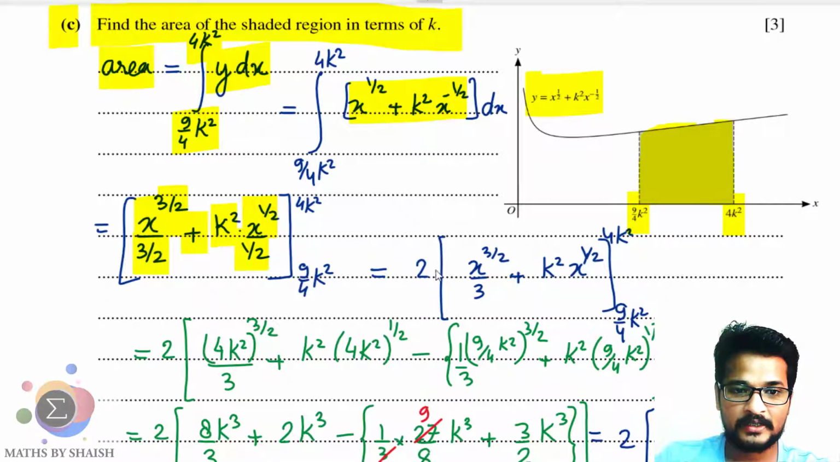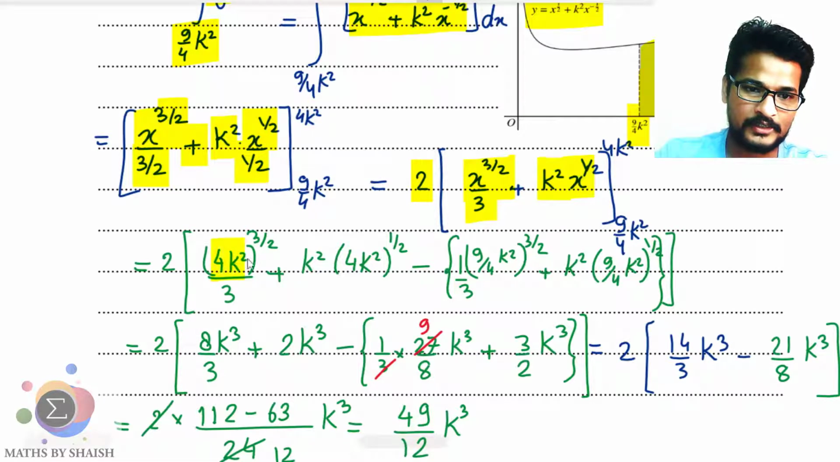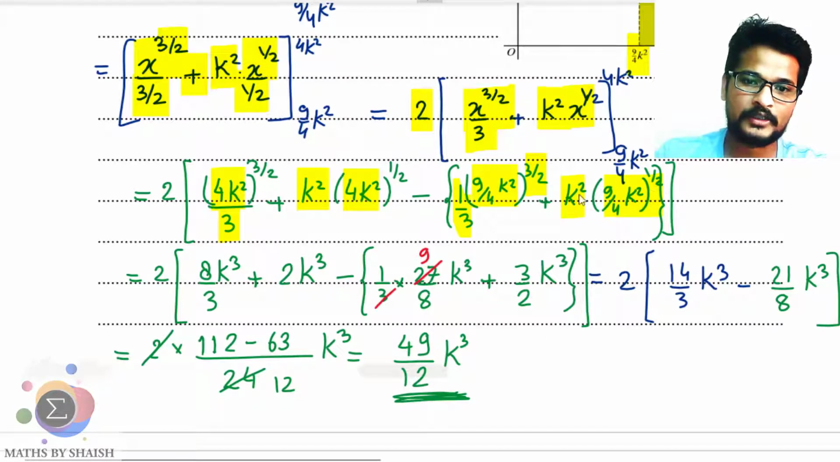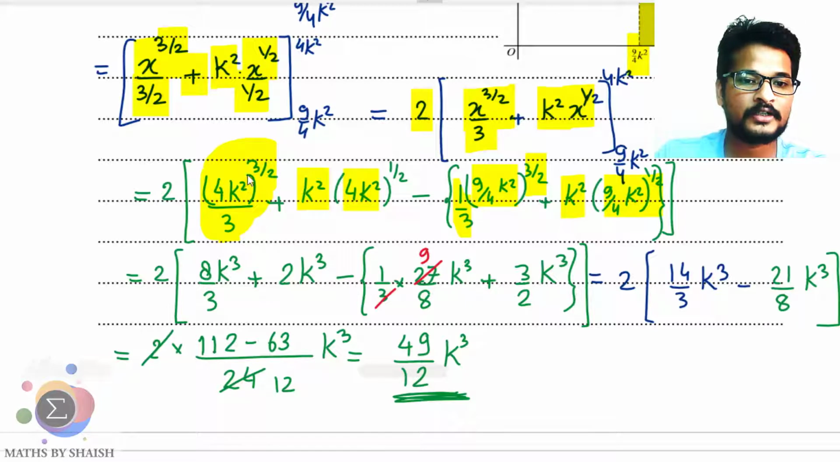And then we can simplify again, and we can see 2 will come in the numerator, so we take it out, and we are left with x to the power 3 by 2 upon 3 plus k square x to the power half. Now we'll put in the limits, upper limit first, x is 4k square, so 4k square to the power 3 by 2 upon 3 plus k square 4k square to the power half, and then we got it as 1 by 2, lower limit, 9 by 4k square to the power 3 by 2 plus k square 9 by 4k square to the power half. And we are going to take the square root first, then we take the cube.